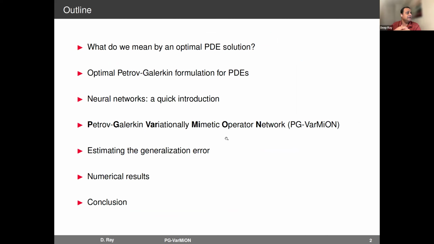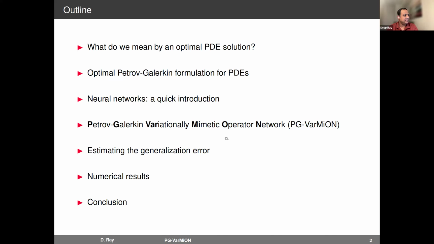Okay, so here is the outline of my talk. I'll first describe what I mean by optimal PDE solution and what kind of PDEs we're talking about. I will then move into something known as the optimal Petrov-Galerkin formulation for PDEs. Then for those who have not seen neural networks before, I'll give you a very quick introduction to what neural networks are. Also introduce some important notations.